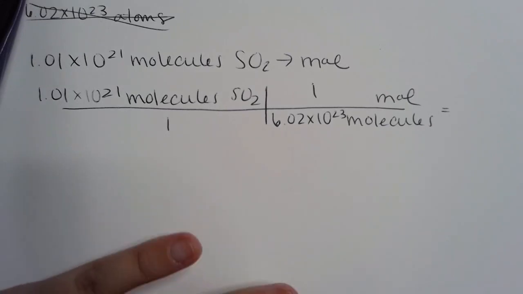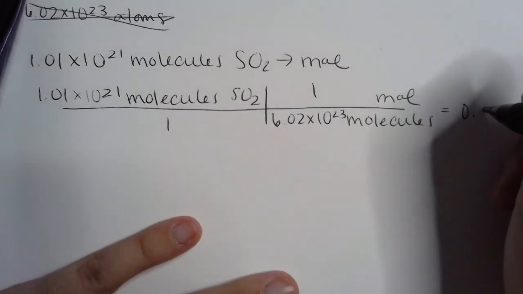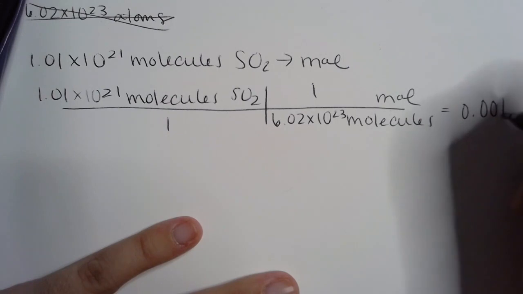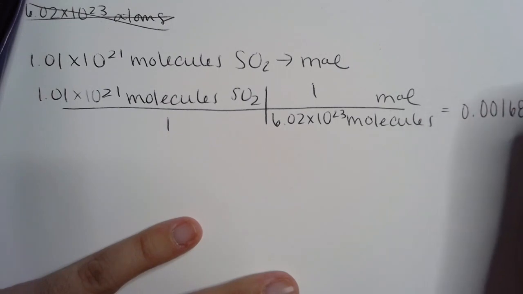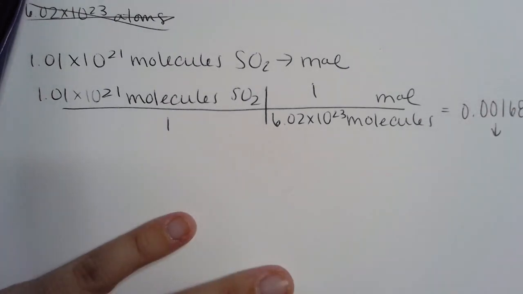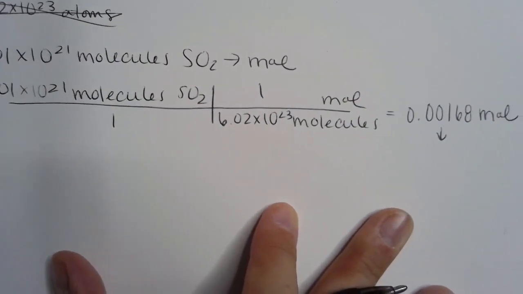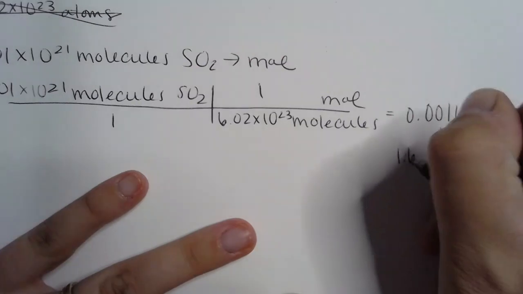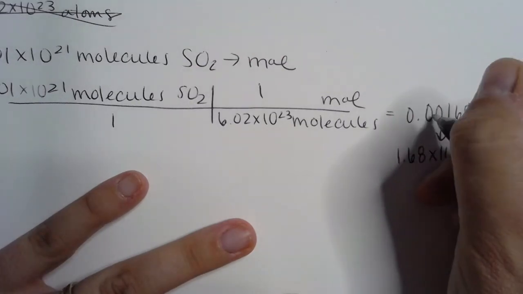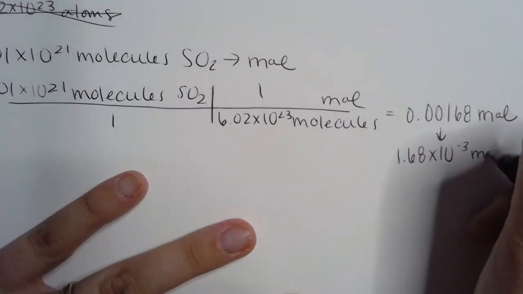So when I solve that, I get 0.00168 moles, which you can leave like that, but I'm going to convert it to scientific notation. Oh, move that over there. We have 1.68 times 10 to the -3rd moles of SO2.